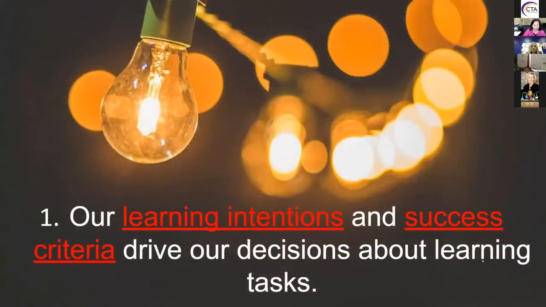Next, please. All right, so we spent a lot of time talking about learning intentions and success criteria. The reason why we did this is because they drive our learning tasks about what we're going to be learning. So that's why on the second day, we spent a lot of time unpacking how do you write an effective learning intention and how do you write effective success criteria. Next, please.